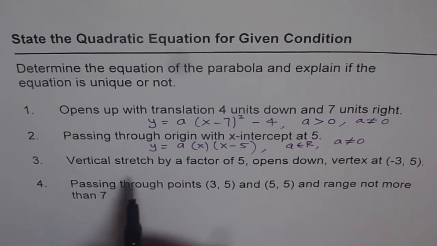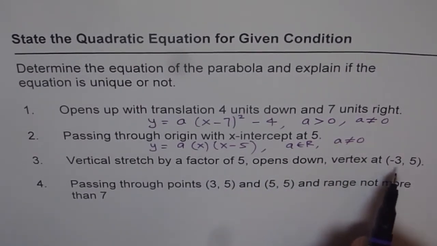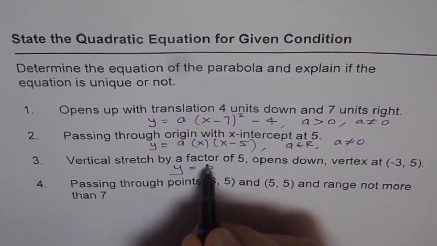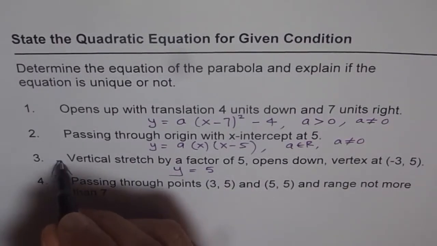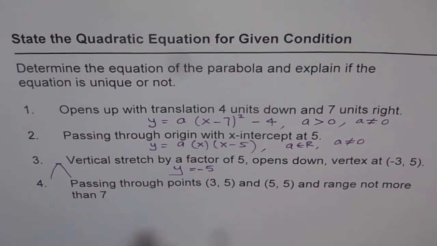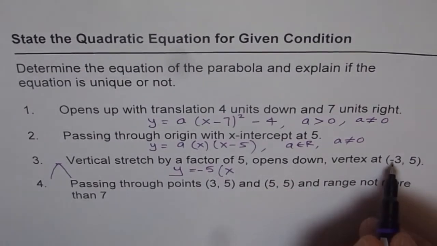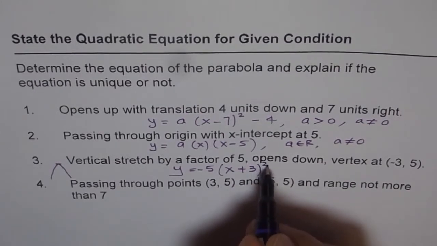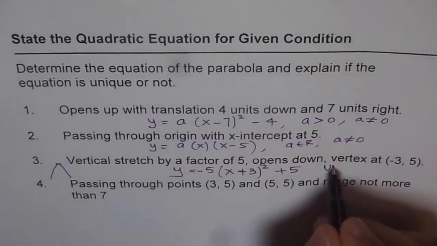Third is vertical stretch by a factor of 5, opens down, vertex is given to us at -3 and 5. So that becomes an equation which could be y equals, vertical stretch means just the term 5. Opens down means it should be negative, right? So it is -5. Vertex is at -3 and 5. That means the x value is -3, so we write +3 here. So that gives me x plus 3 whole squared plus 5. So that becomes the equation, and this equation is unique, right?